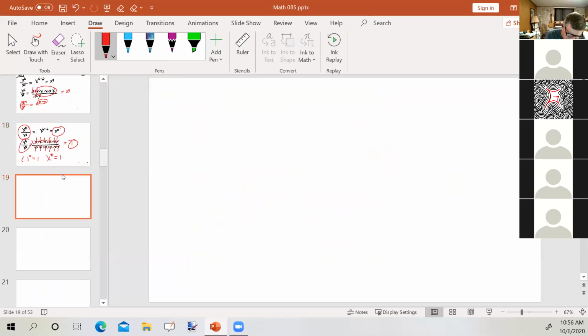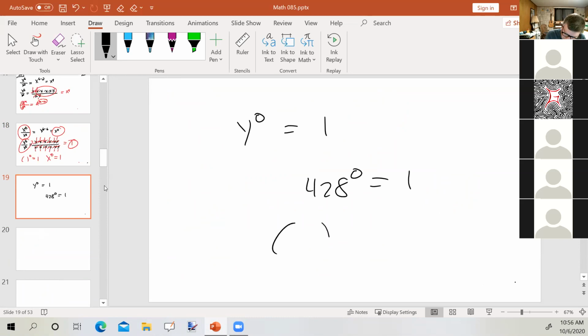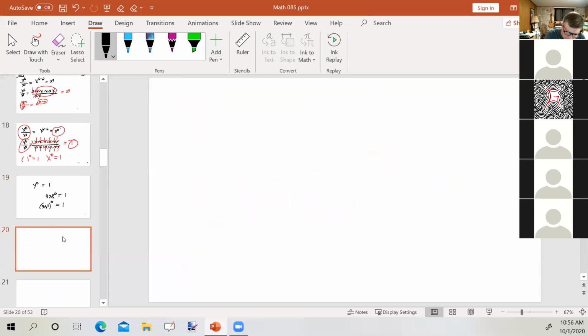So let's say I've got y to the 0 power, that's equal to 1. Let's say I've got 428 to the 0 power, that's equal to 1. Let's say I've got 3xy squared all to the 0 power, that's equal to 1. Okay, so we've got a to the m over a to the n equals a to the m minus n, and a to the 0 power equals 1.